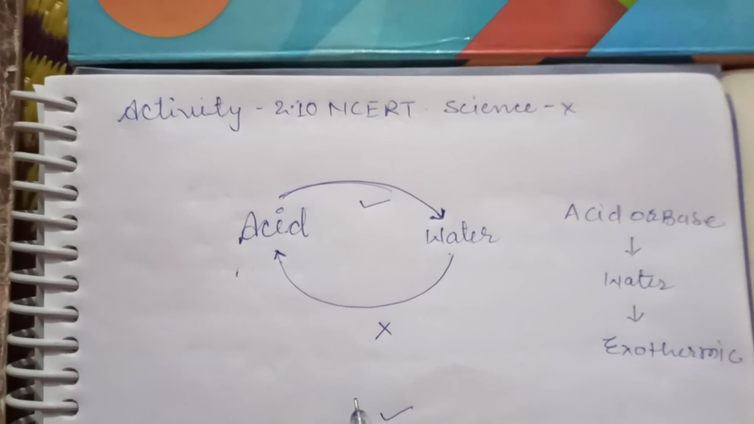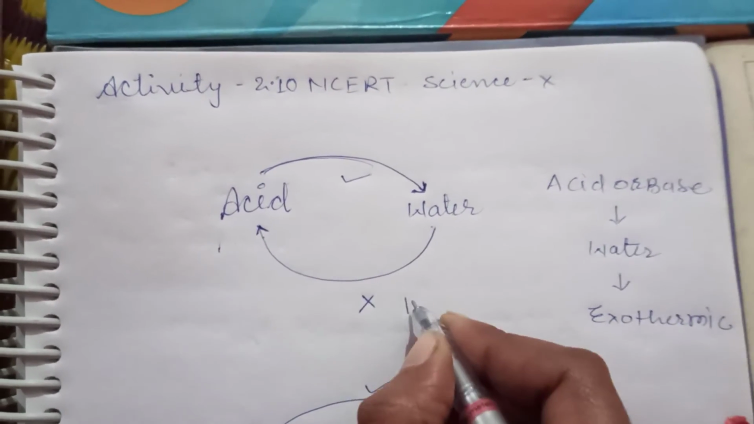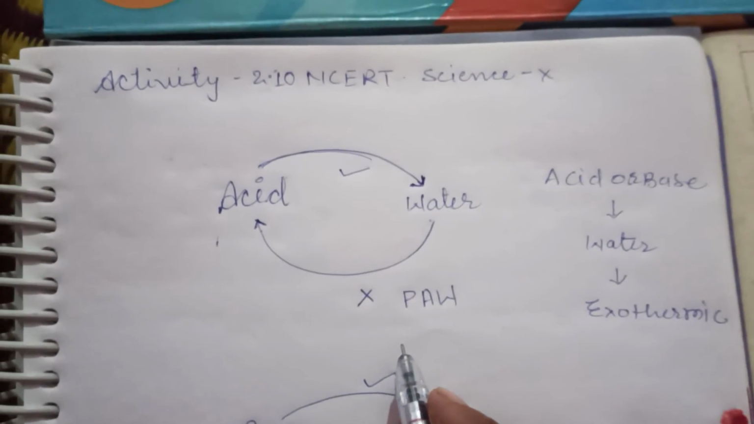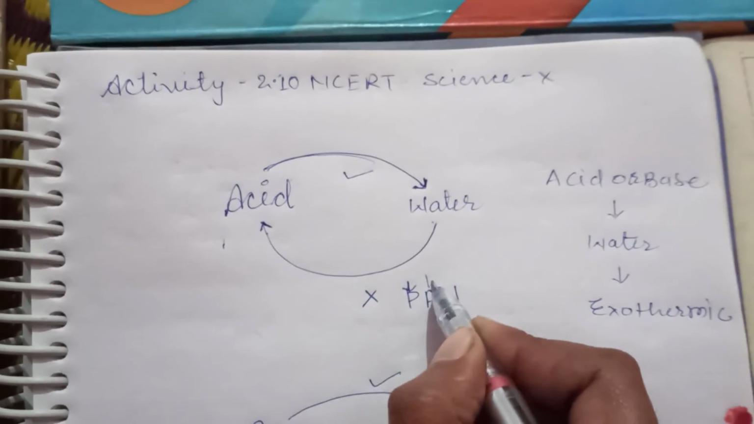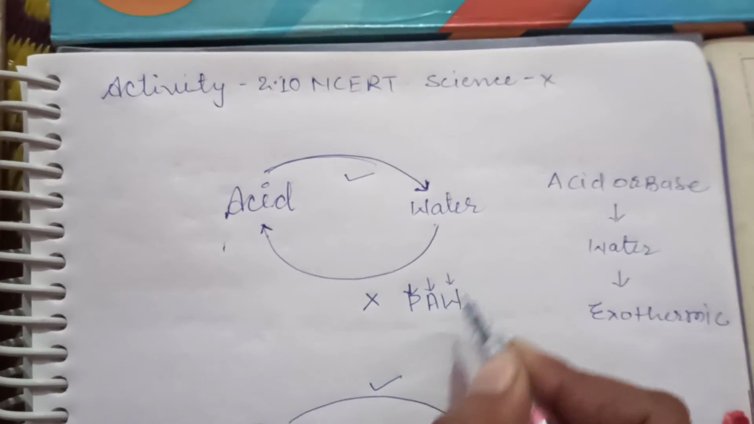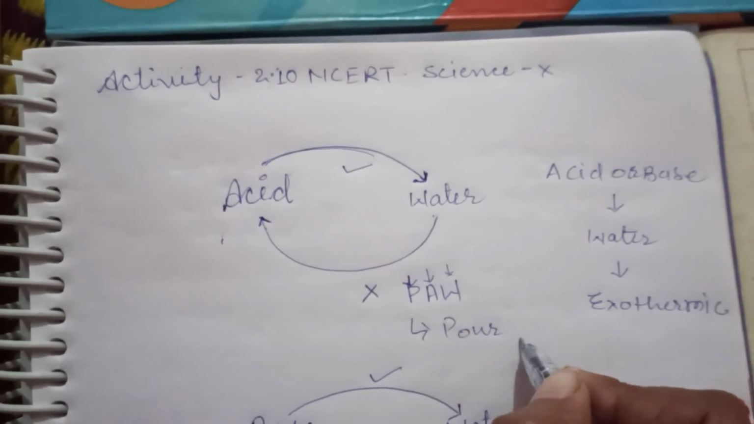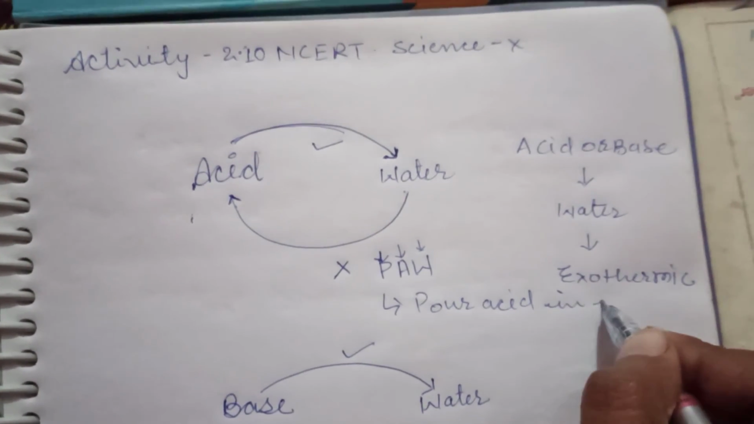For this, you can use this mnemonic PA, which means pour acid in water. Pour acid in water.